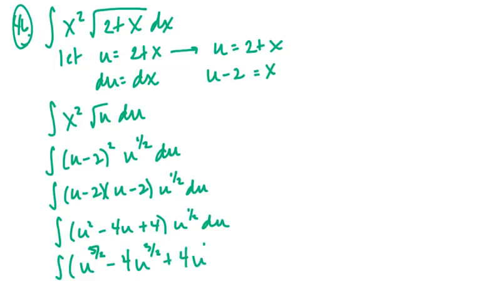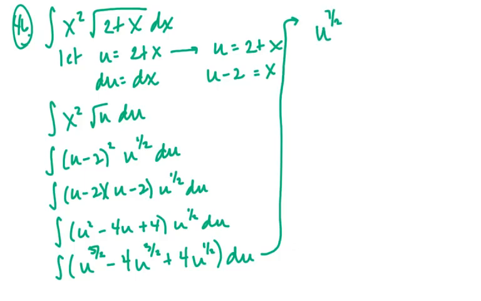Plus 4u to the 1/2 du. So now we can actually integrate because it's in a nice form. So when we add 1, we've got u to the 7/2, and the reciprocal out front is 2/7, minus 4 times. Now when we take the integral, or the antiderivative, we get u to the 5/2, the reciprocal is 2/5, plus 4.